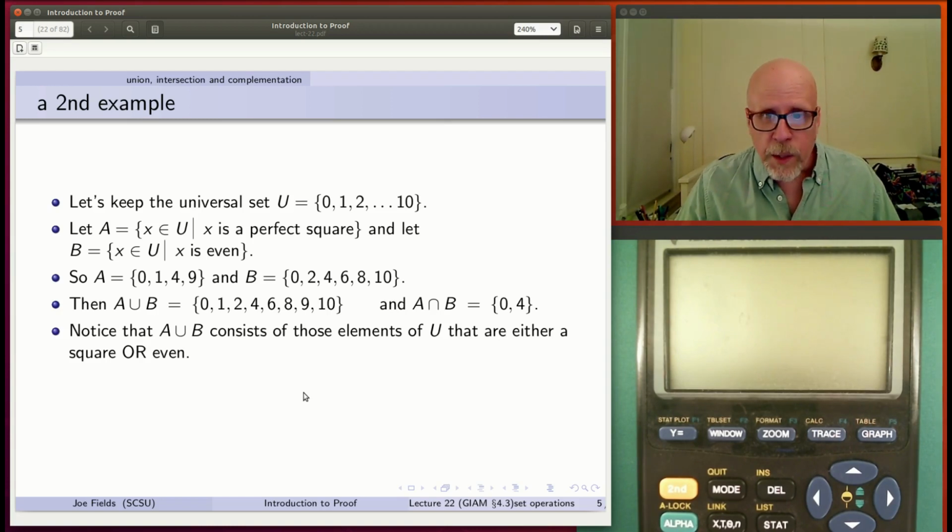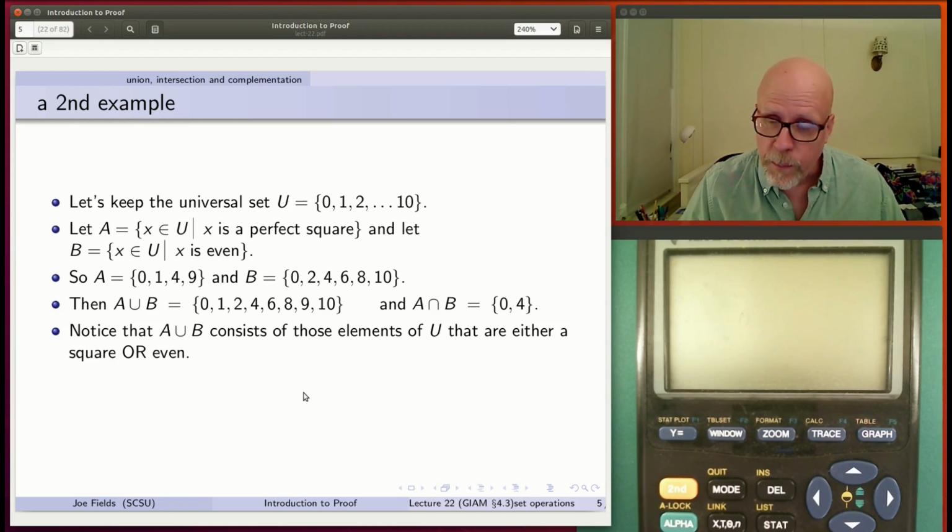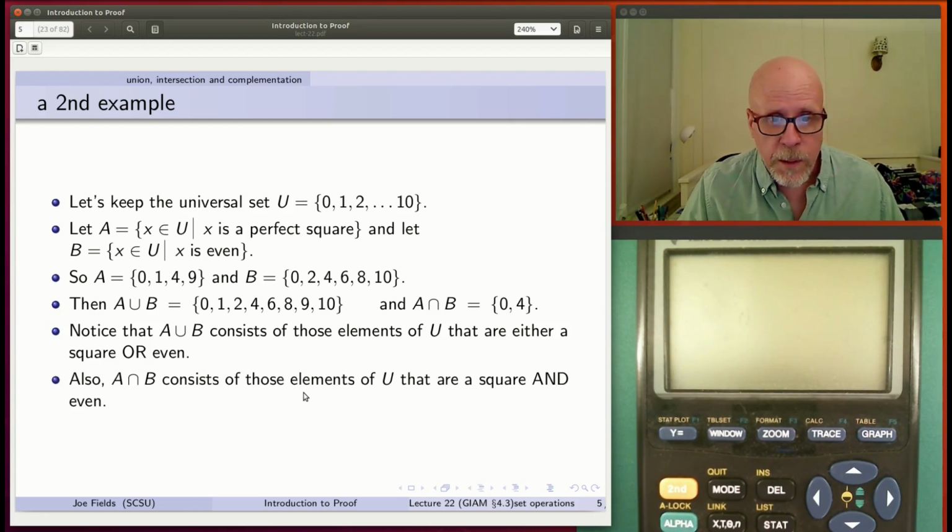So again, putting it in terms of the logical statements that these things are the truth sets for, A union B consists of those elements of the universe that are either a square or they're even, or both. Some of them are both. What is A intersect B? That's the things in the universe that are a square and even. So even squares.